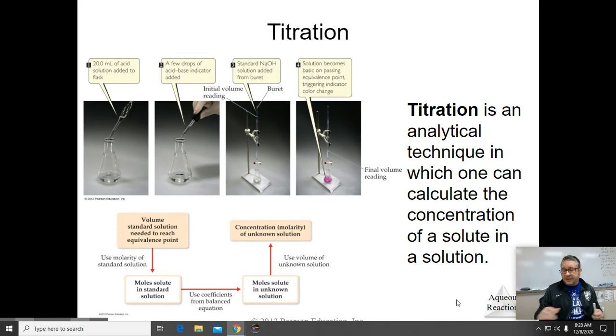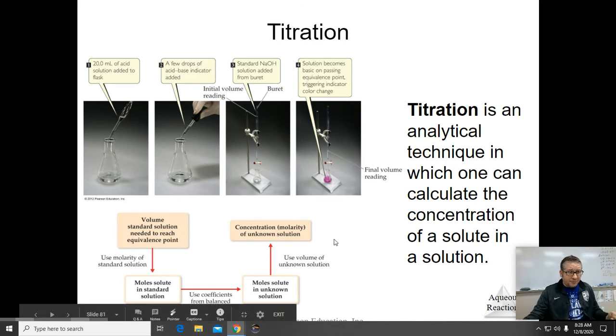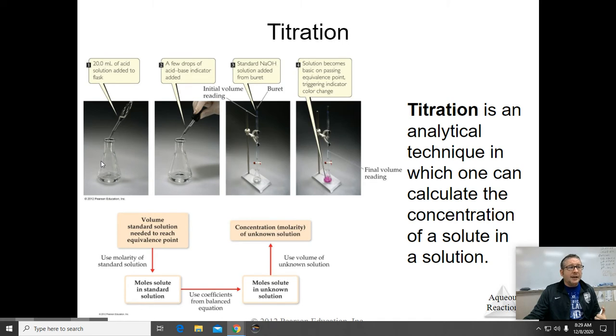So basically, what happens is you start off with a flask, an Erlenmeyer flask, okay? And you add 20 mL of acid solution to this flask, okay? You add a few drops of what's called an acid-base indicator, and then inside what's called a burette.